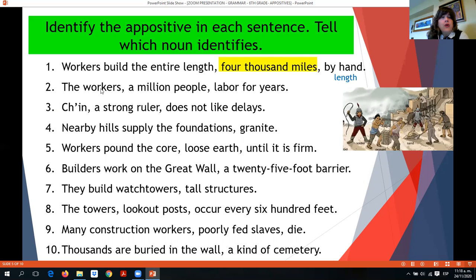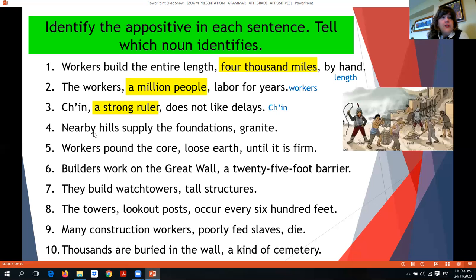Number 2, the workers, 1,000,000 people, labor for years. Okay, so we have 1,000,000 people as the appositive and workers as the noun. Number 3, Qin, a strong ruler, does not like delays. A strong ruler is the appositive, and Qin is the noun.